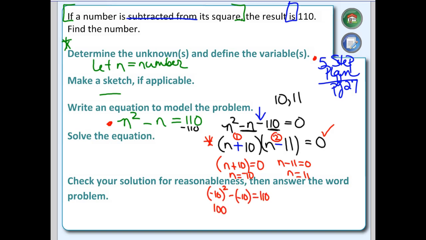Ooh, do you see my sleeping man right there? We haven't seen him in a while. So that's going to be plus 10 equals 110. And then this checks. 110 equals 110.